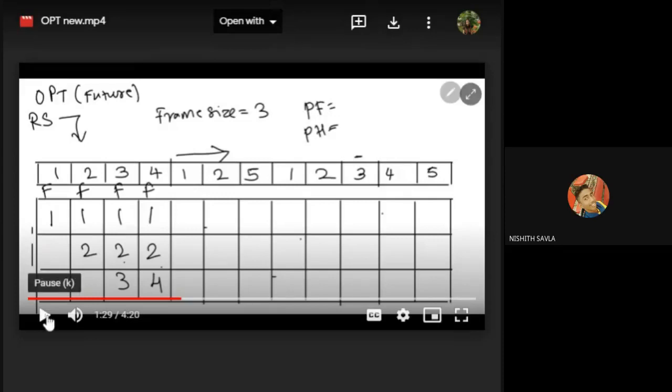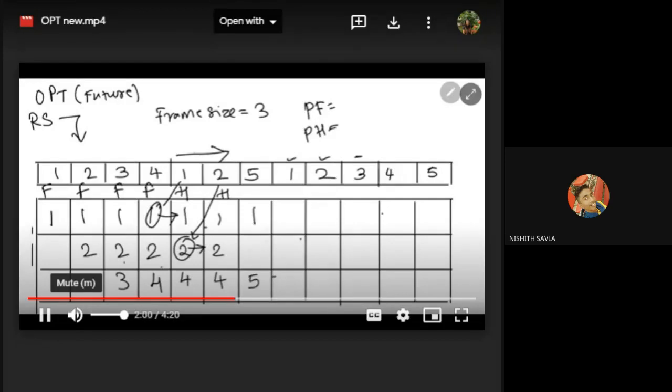Page 1 is already in the memory, so keep it as it is with all the other pages as hit. Then page 2 is also inside the memory, so keep it as it is with a page hit. Now to load 5, we check the future. I require 1 immediately, I require 2 also after that, but I require 4 little late, so I can replace that 4 with 5 and keep 1 and 2 as it is with page fault. Since 1 is already in the memory, copy it as it is with other 2 pages with a page hit.